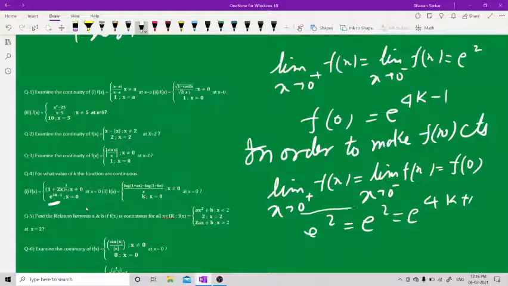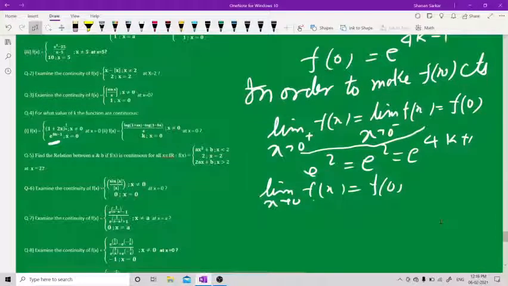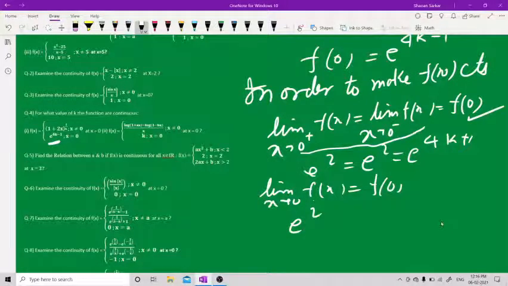Basically you can write these two like this also, or you can write like this also. Limit x tending to 0 f(x) is equal to f(0), because the left hand and the right hand limits are the same, so the limit will exist. And that limit is how much? We already found it out: e square. Whether you use this line or this line, e square is e to the power of 4k plus minus 1.